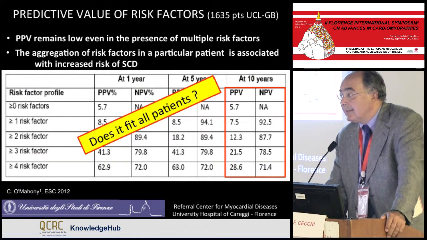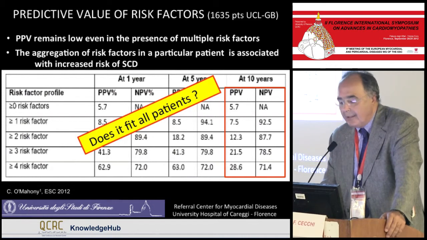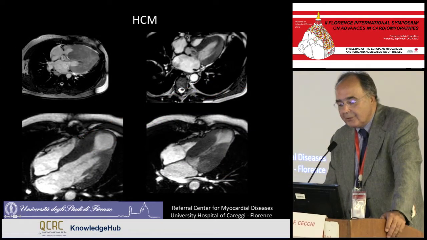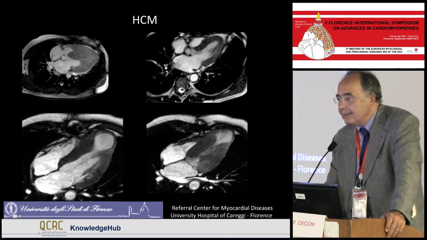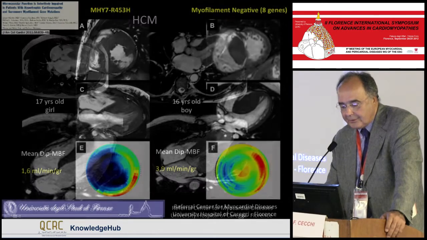The other point is, however, does this algorithm fit all patients? Of course, it might fit these two kinds of patients, massive hypertrophy, and mild hypertrophy with some kind of obstruction and mitral regurgitation. What about this? We know how variable the phenotype of the disease is and how it changes and is dynamic during life. So I think that we cannot assess risk just by using these risk factors.